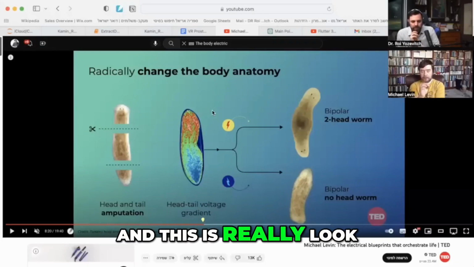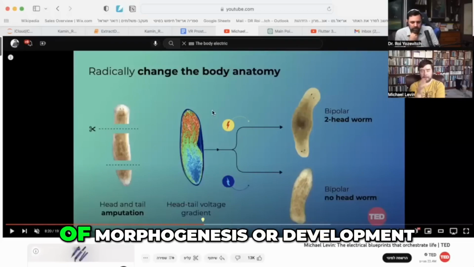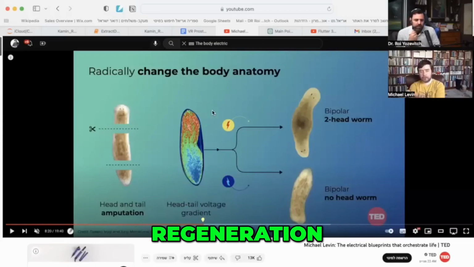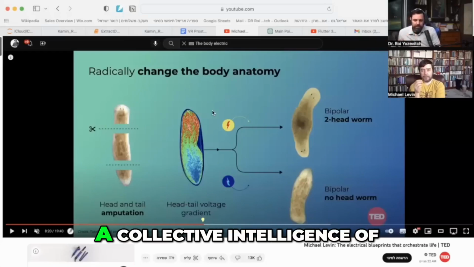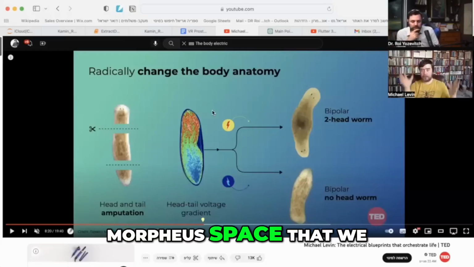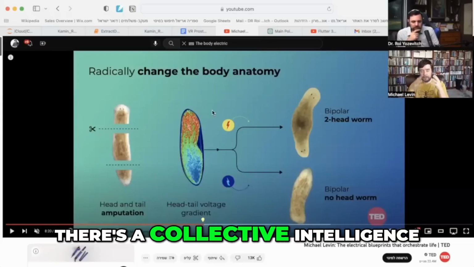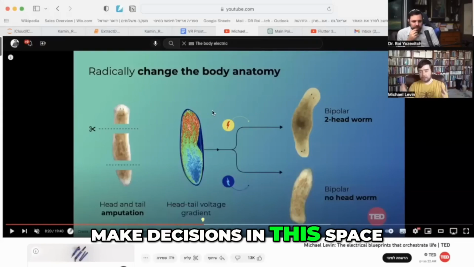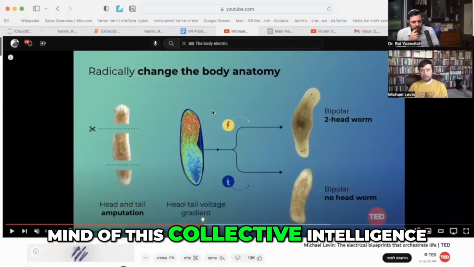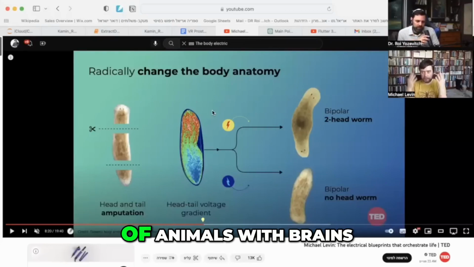Look, if I make the claim that any kind of morphogenesis, so development, remodeling, regeneration, is the behavior of a collective intelligence of cells in this anatomical morphospace that we talked about, right? There's this collective intelligence, just like we are a collective intelligence of neurons, and it has to make decisions in this space. So by looking at the bioelectrics, we are reading the mind of this collective intelligence exactly how neuroscientists try to read the mind of animals with brains.